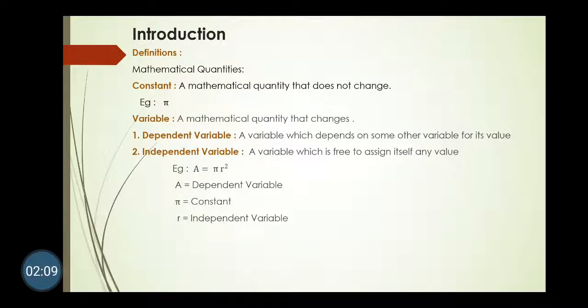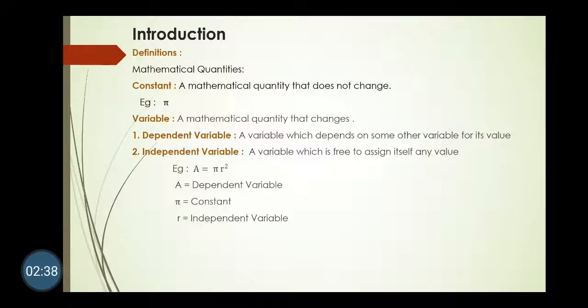There are two types of variable. The first one is the dependent variable and the second is the independent variable. A variable which depends on some other variable for its value is called a dependent variable. That means it depends on another. The other one is the independent variable, a variable which is free to take any value. We can replace it with any value, and it is called an independent variable.